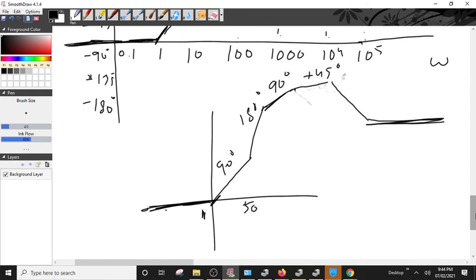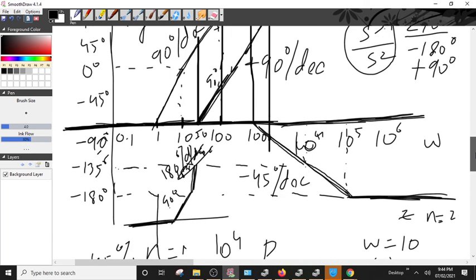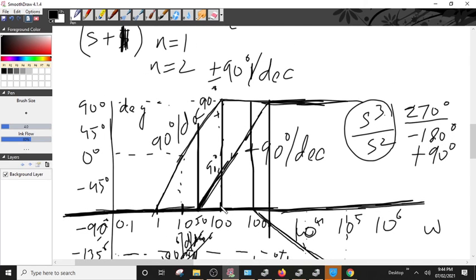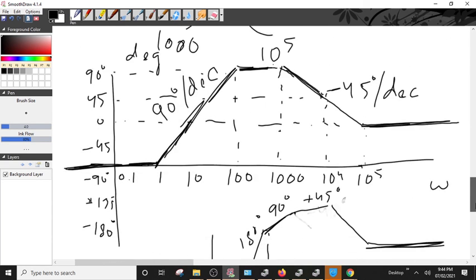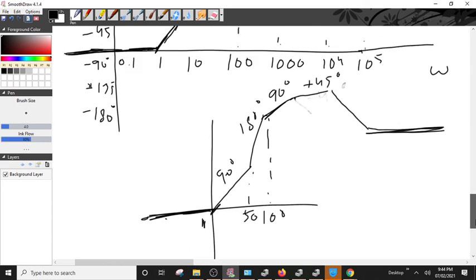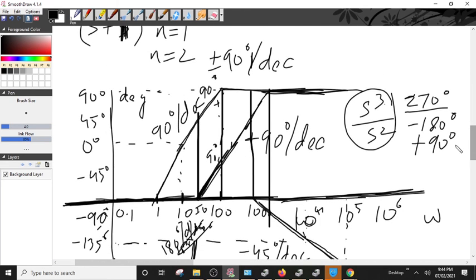So till 100 we will move 180 degree per decade, then from 100 to this 1000 we have only one slope to deal with, because the other started at this 1000, which is only plus 90 degree. So it will again decrease to plus 90 degree till 1000. It was again 90 degree per decade.